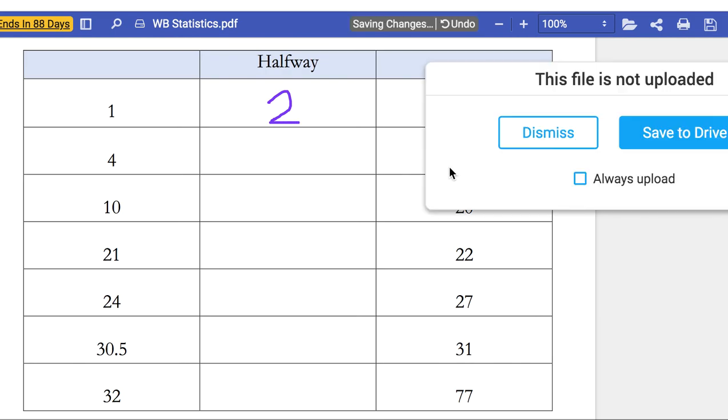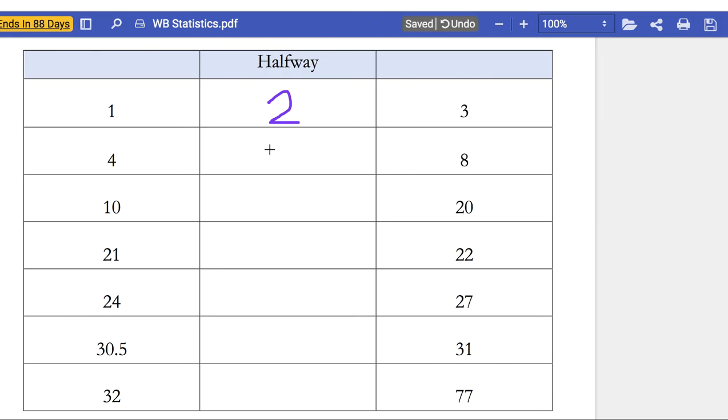4 and 8. 4 plus 8 is 12. 12 divided by 2 is 6. 10 and 20. Well, obviously 15 is halfway in between them, but let's check. 10 plus 20 is 30. 30 divided by 2 is 15.